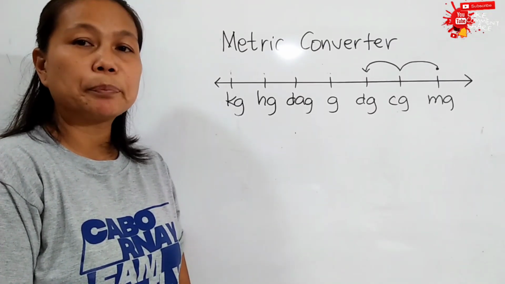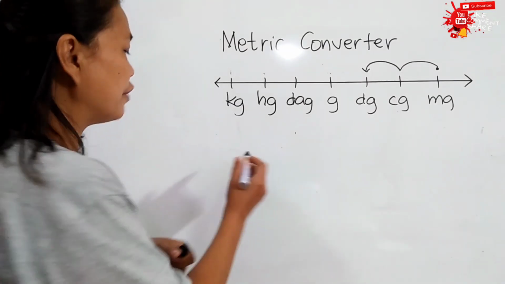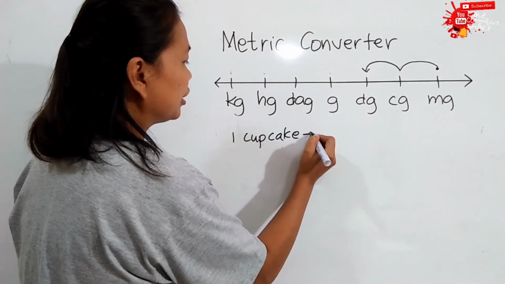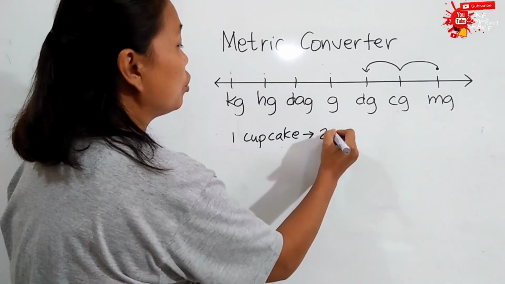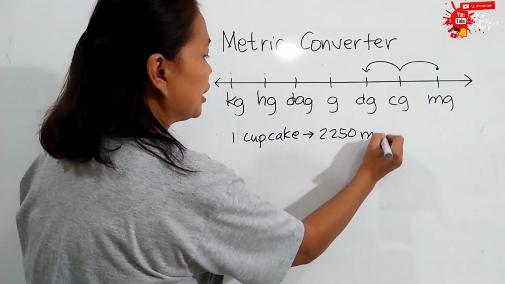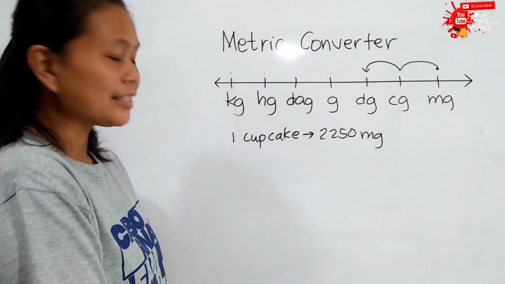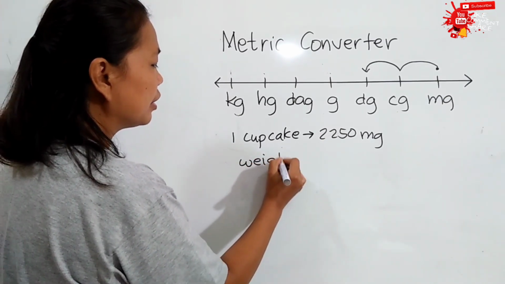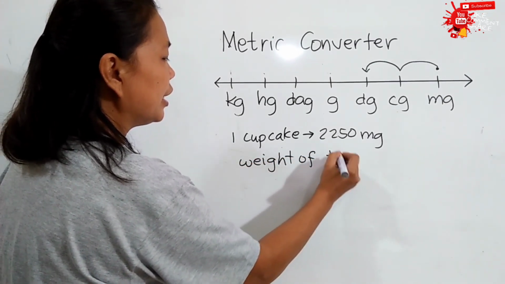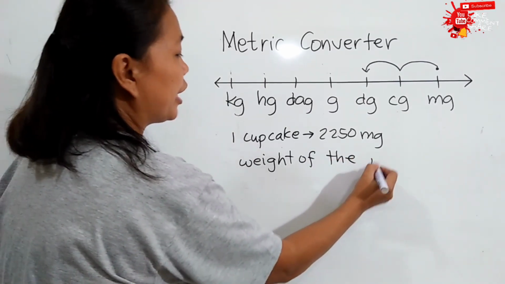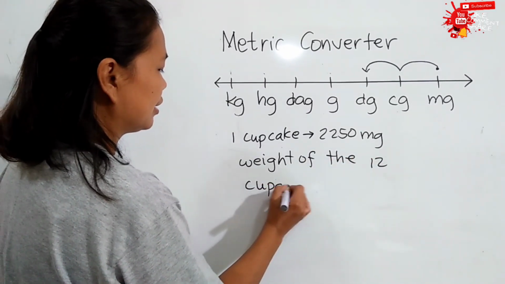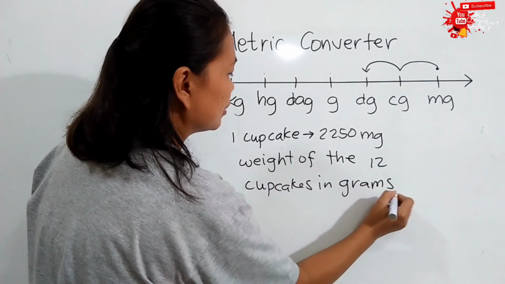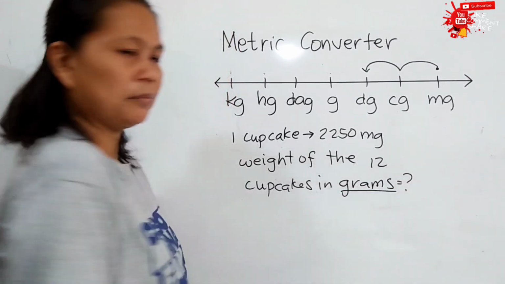Now, based on the given problem number 1, we have here that 1 cupcake contains 2,250 milligrams. And it says in the problem, what will be the weight of the 12 cupcakes in grams. So this is the problem.